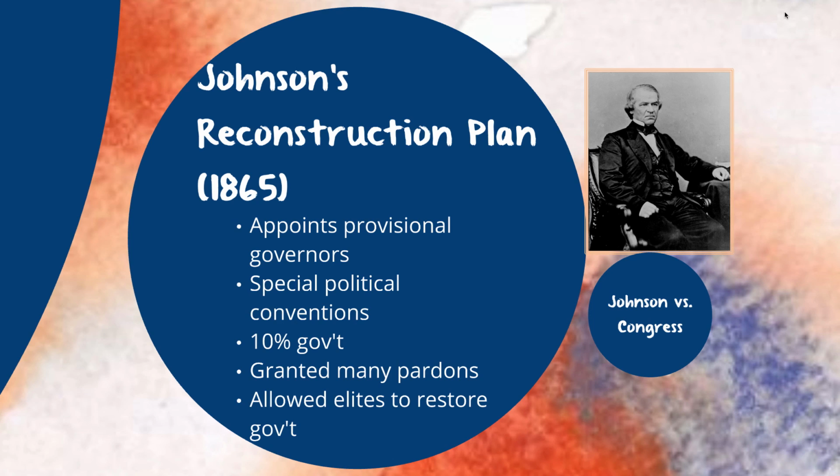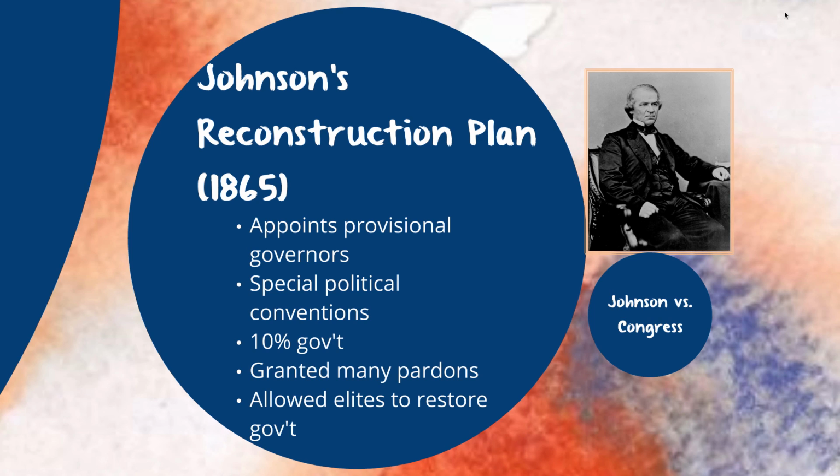And so when Johnson becomes president, his Reconstruction plan is also known as the 10% Reconstruction plan, but for different reasons. He also wants 10% of the population to vote for reinstatement. But part of his plan is that he gets to appoint temporary governors, where they have political conventions to draw up new state constitutions. And this is where it gets problematic: he is going to grant many presidential pardons.